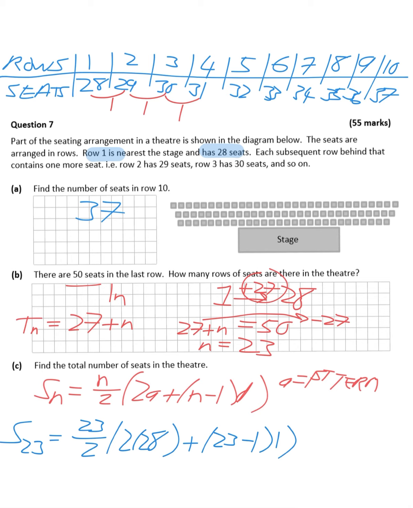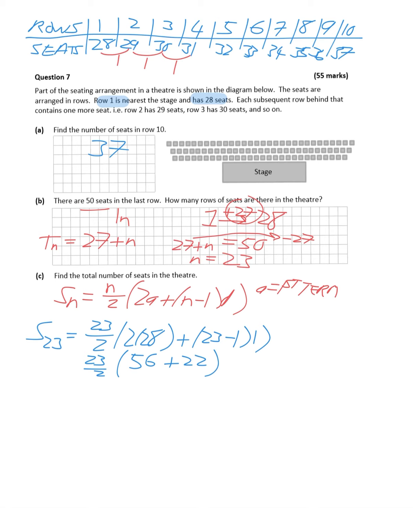So then we'll have 23 over 2. 2 times 28, that's going to be 56. Then plus 22. So then 23 over 2 times 78, and put this into your calculator, and that's going to be 897. And these are the seats, so the total amount of seats.